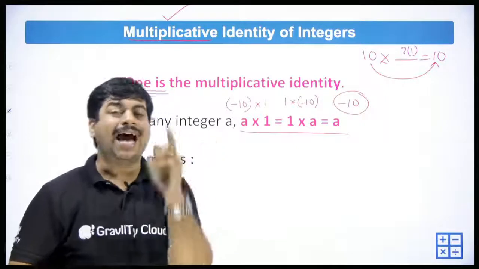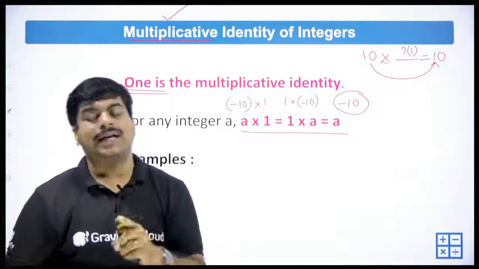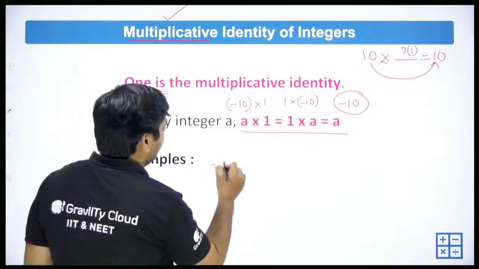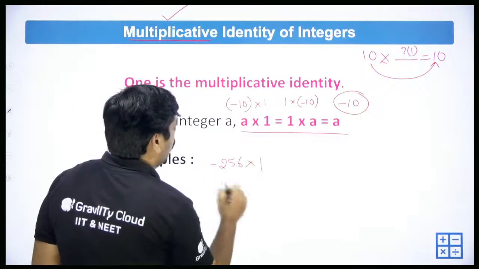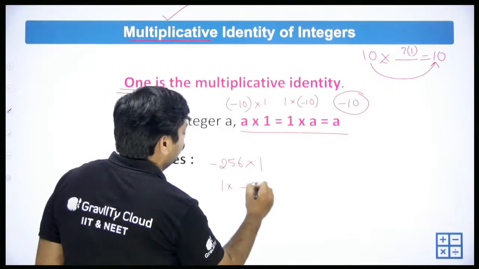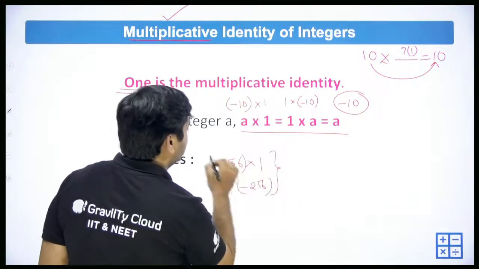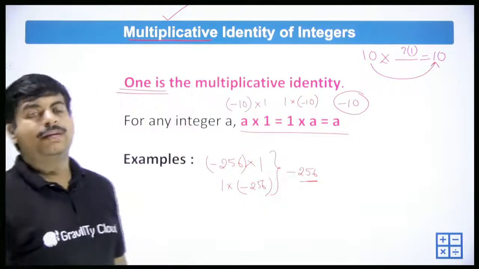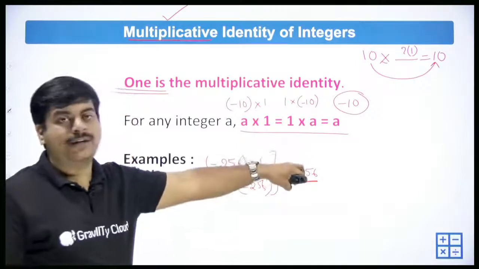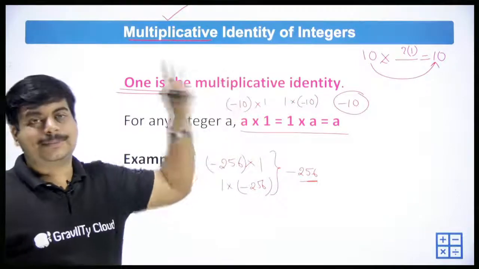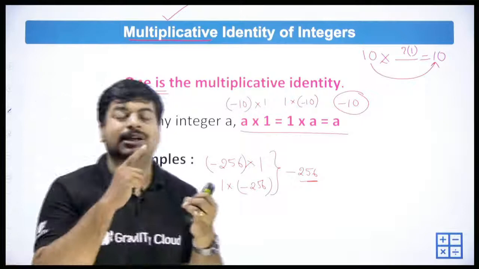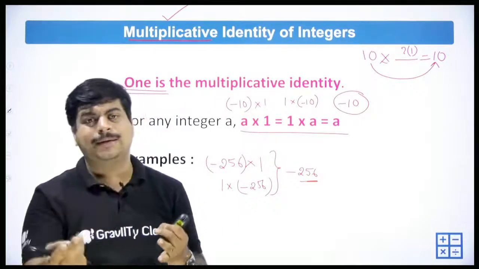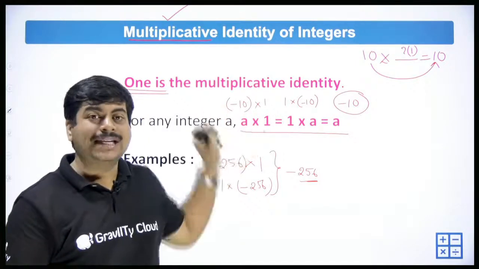In the previous case we added, so there it is additive identity. Right? For example, we can take the same kind of example: minus 256 into 1 or 1 into minus 256, both will give you the same answer, minus 256. The same identity will reflect back. We discussed additive identity, which is 0; additive inverse, which for A is minus A; and multiplicative identity, which is 1.